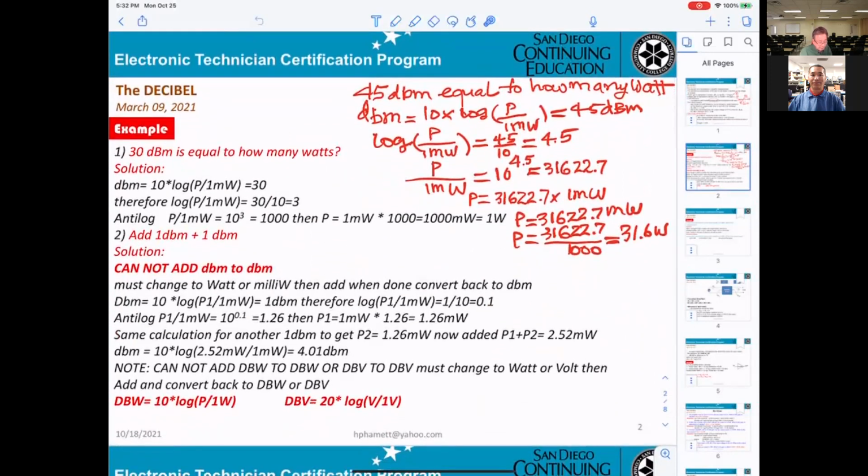Now, 30 dBm equals how many watts? That's what we already went through last time. If you have any questions, let me know, or I can skip that. Make sure you understand. If I give you dBm, you must be able to calculate and tell me how many watts or milliwatts we get as the equivalent.